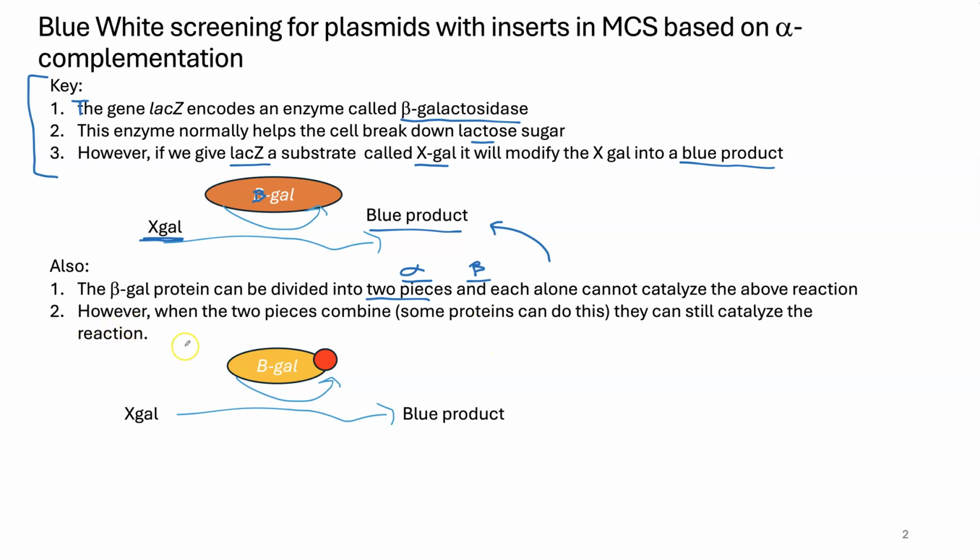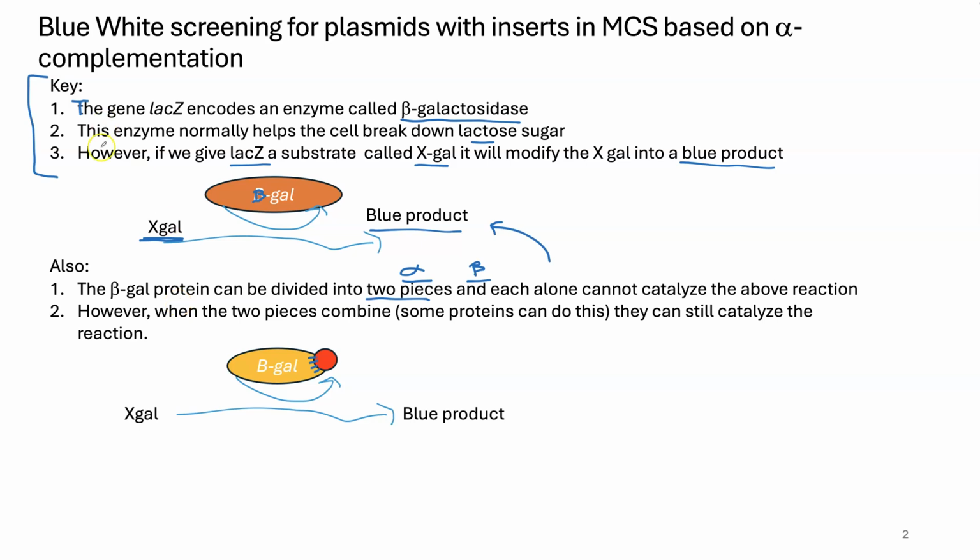However, if the cell has both of those two pieces, the proteins can kind of find each other and bind. Not all proteins will do this, but beta-gal is one that does. And then when they're together, they can still go ahead and make this catalysis. They can still make this blue product.